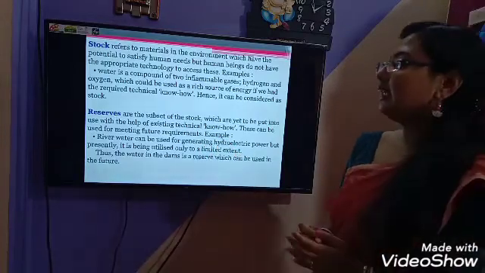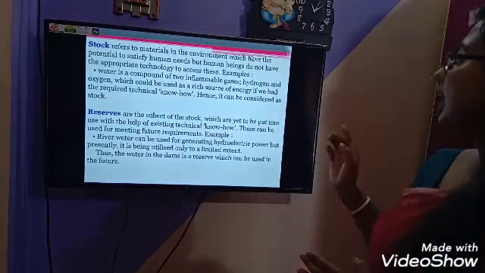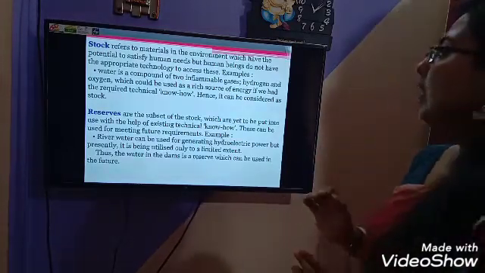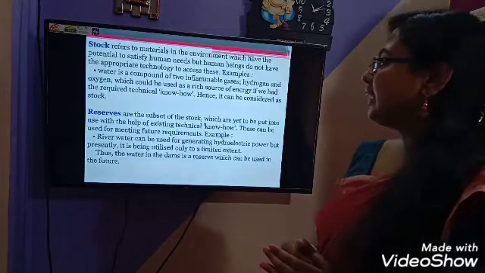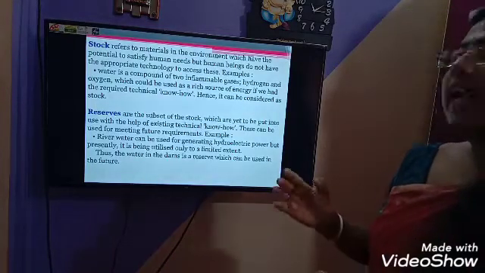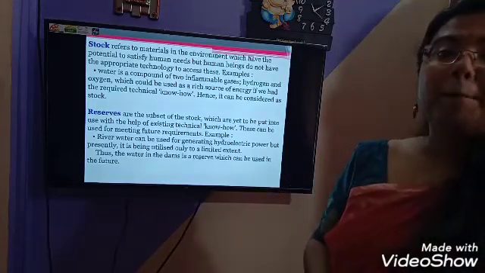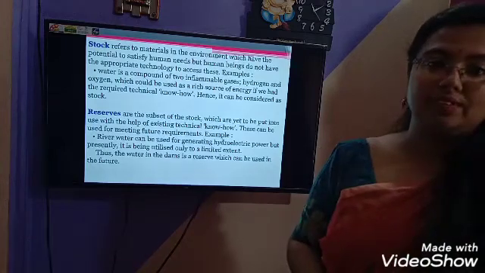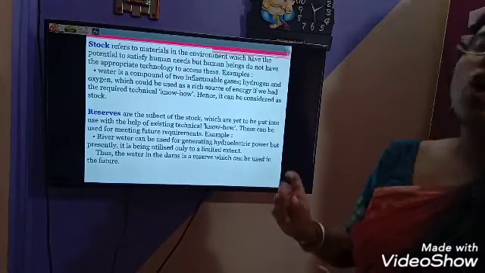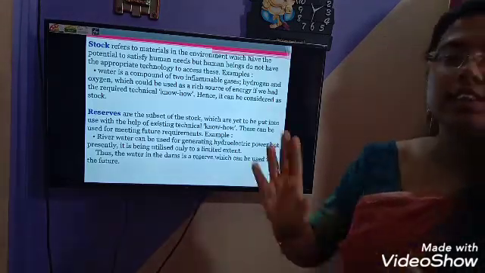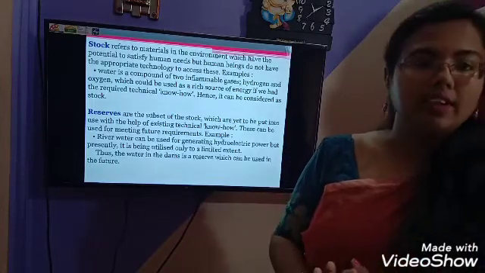And the last one is the reserve resource. Reserves are the subset of stock which are yet to be put into use with the help of existing technical know-how. This can be used for meeting future requirements. For example, river water can be used for generating hydroelectric power, but not in all places. Same point again, due to the lack of technology. That's why on the basis of development we can divide resources into these four kinds, which are interrelated to one another. Next.